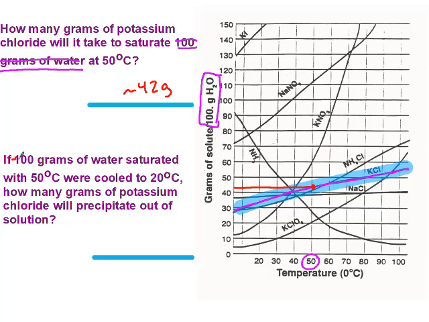So here, 100 grams of water, so we don't care about the 100 grams of water since that matches. Saturated at 50 degrees is cooled to 20 degrees. How much potassium chloride would precipitate out? Well, we just said at 50 degrees, 42 grams will dissolve. At 20 degrees, that's about 35.